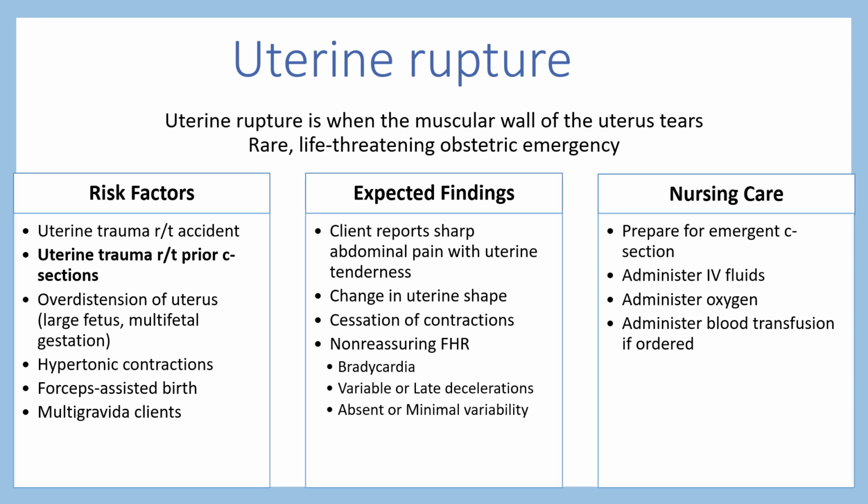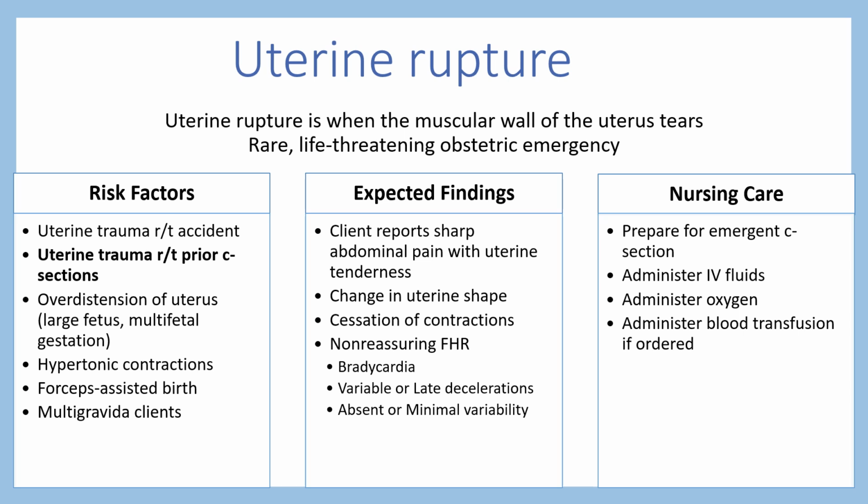Another complication of labor is a uterine rupture. A uterine rupture happens when the muscular wall of the uterus tears. This is a rare and life-threatening obstetric emergency. Risk factors that can cause a uterine rupture include trauma, like a fall or motor vehicle accident, prior cesarean section, overdistension of the uterus related to a large macrosomic fetus or multifetal gestation, hypertonic contractions, forceps-assisted birth, or multigravid clients.